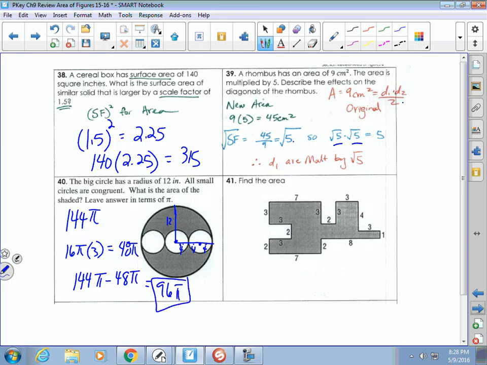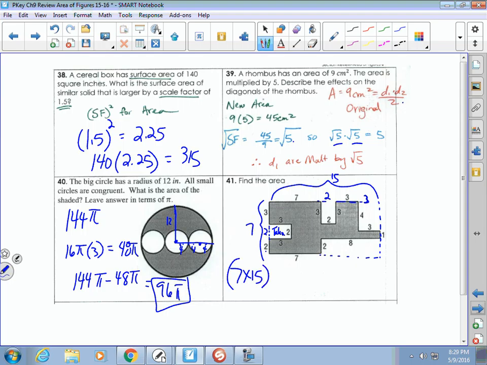On 41, I think the easiest way to do this is to close this up and take this part out. So if I close up this figure and do the parts that I'm taking out, the whole thing would be, if I do my sides, this is 7 by 2, 3, I add it all together. That ends up becoming 7, 2, 3, and 3. That's 15. I do this one the same way. 3, 2, and 2. That becomes 7. So the whole thing is a 7 by 15.